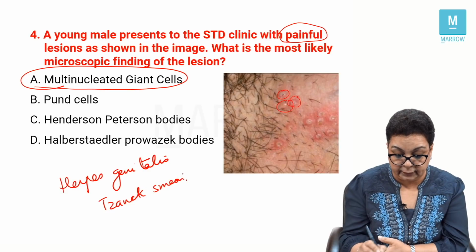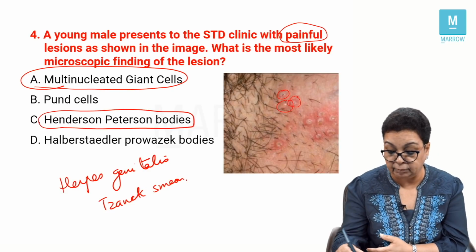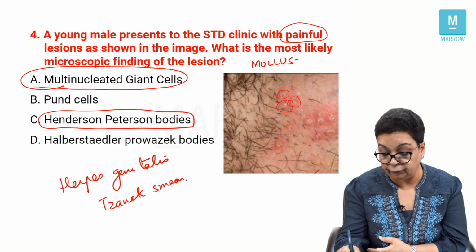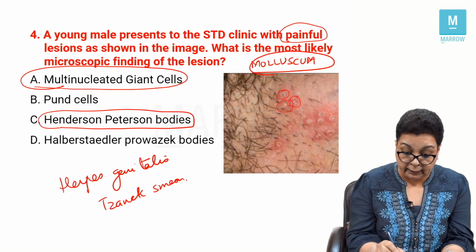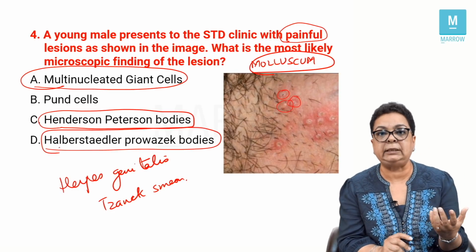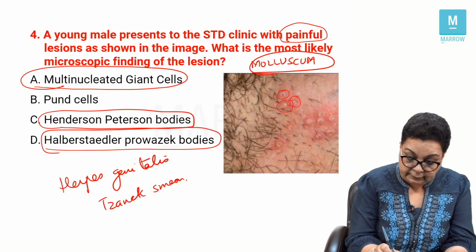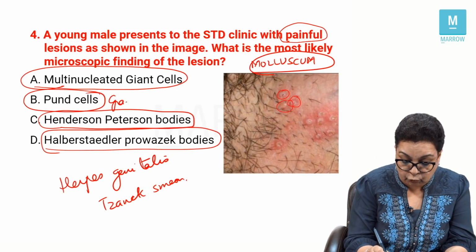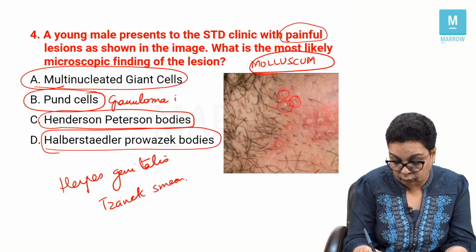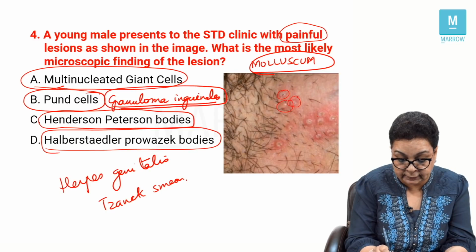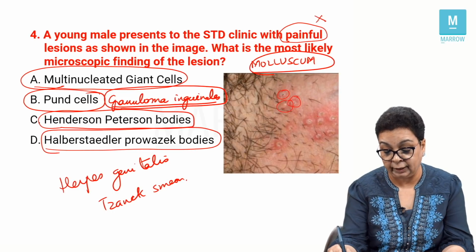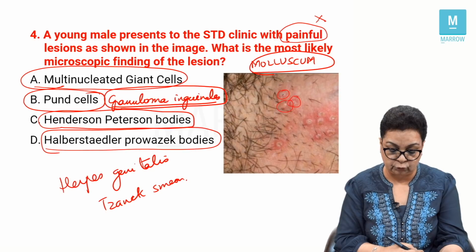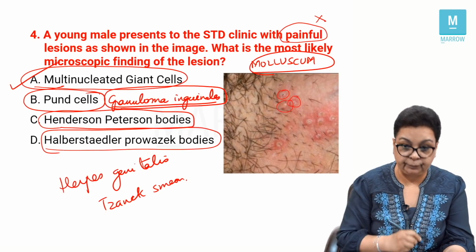Henderson-Paterson bodies are seen in molluscum. In molluscum, we do get these kinds of lesions, but these are not painful lesions, okay? And Halberstaedter-Prowazek bodies are seen in trachoma. And Pund cells are seen in granuloma inguinale. These are cells which have the Donovan bodies inside them, due to Klebsiella granulomatis, right? But that is ruled out because this lesion is painful, right? So our answer here is option A.